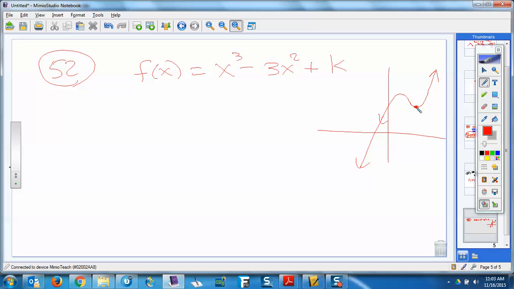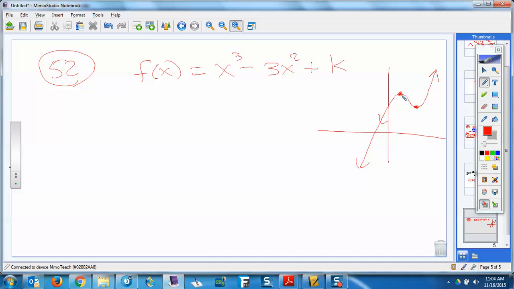Then when would it have three? Shift down a little farther. But if it kept shifting down, pretty soon it'd go back to two, right? Whenever that point is just touching. And then if it kept going down, you'd be back to one. Do you see what's going on?